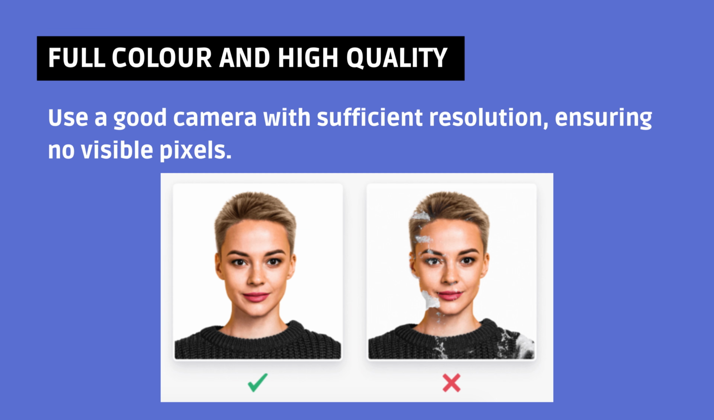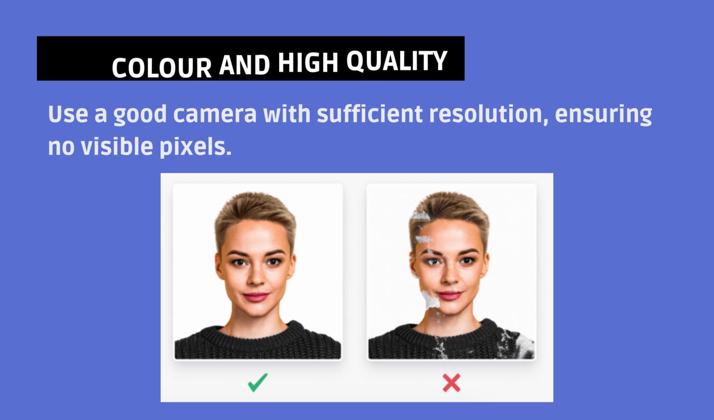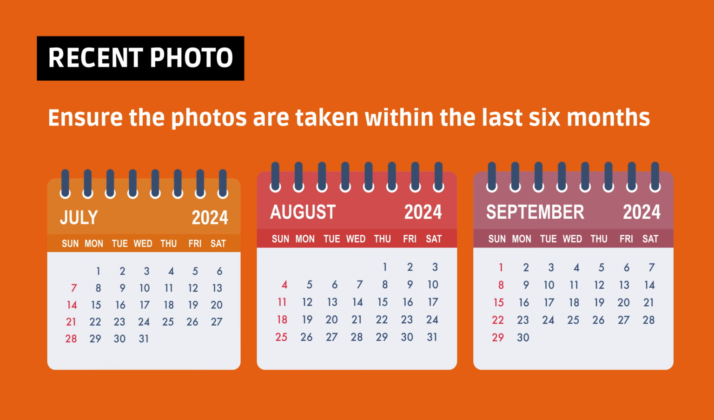First, use a camera with good resolution to capture the student's photograph. The image should be clear, sharp, and free of visible pixels. Make sure the photograph has been taken within the last 6 months. This ensures that the image reflects the student's current appearance.